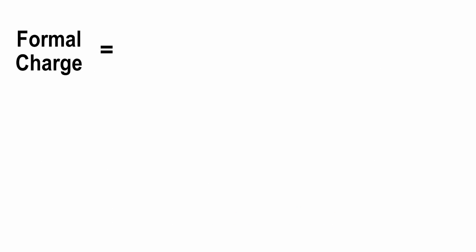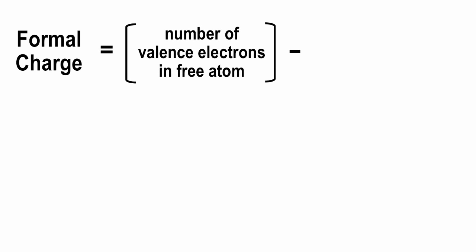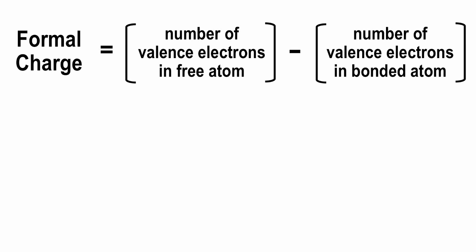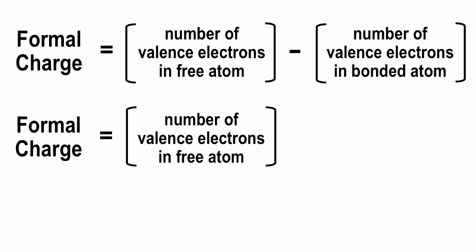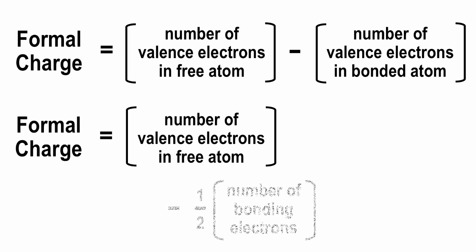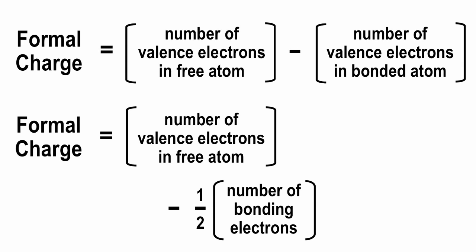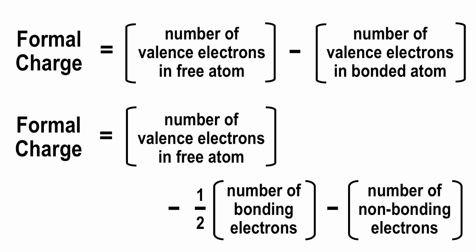Formal charge is defined as the difference between the number of valence electrons in a free atom, so the atom by itself, how many valence electrons does it have, and then we subtract from that the number of valence electrons that atom has when it's bonded. So it's the difference between the valence electrons in the free atom and the valence electrons in the bonded atom. Sometimes this relationship or equation is written as the number of valence electrons in the free atom minus half of the bonding electrons around that atom and minus the non-bonding electrons around that atom.